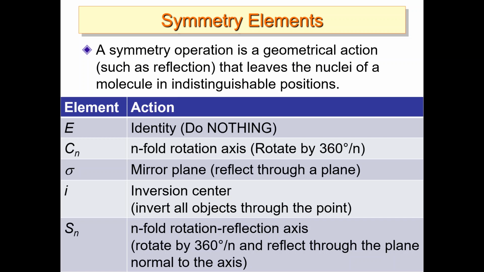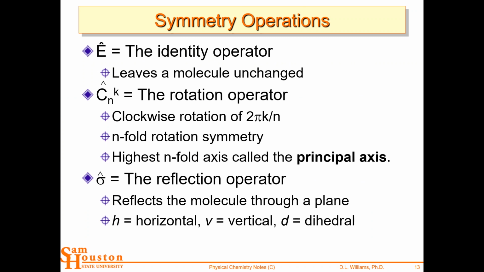Then the inversion center, it inverts all objects through the point, and so if you have a molecule, which we'll see in a minute, we'll look at the inversion center. And then this improper rotation, or what some call the rotation reflection axis. This one is really confusing, so we'll just have to see an example of it in a minute. I put all of these definitions in here just to have them in text form, but we're going to explore these in a minute.